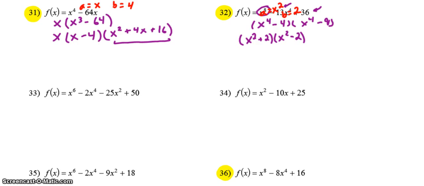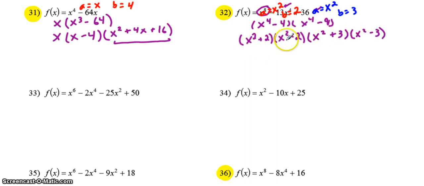Again, it's the difference of two squares. But wait, there's another difference of two squares. X to the fourth minus 9 is also a difference of two squares. The a in this one is also x squared, because again, x squared squared is x to the fourth. And my b will be 3, because 3 squared is 9. So a difference of two squares, that means I'll have x squared plus 3 and x squared minus 3.